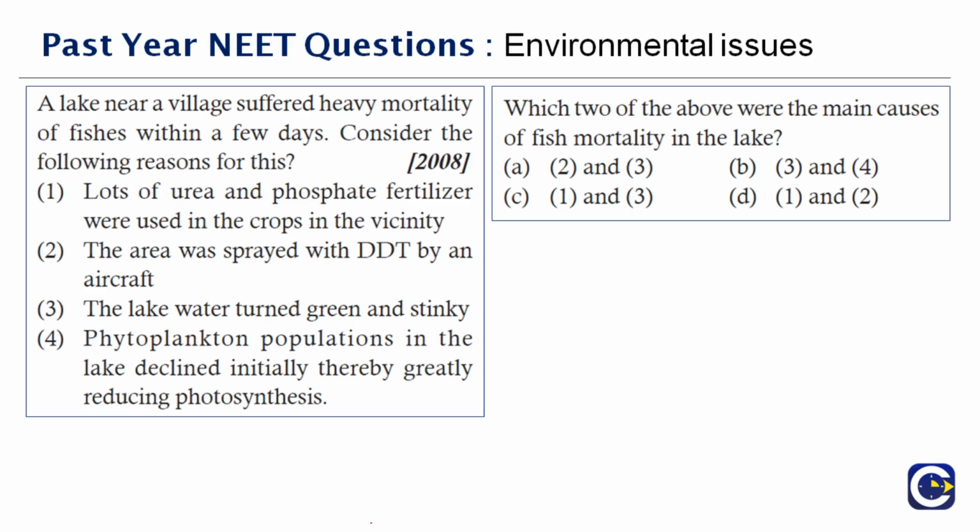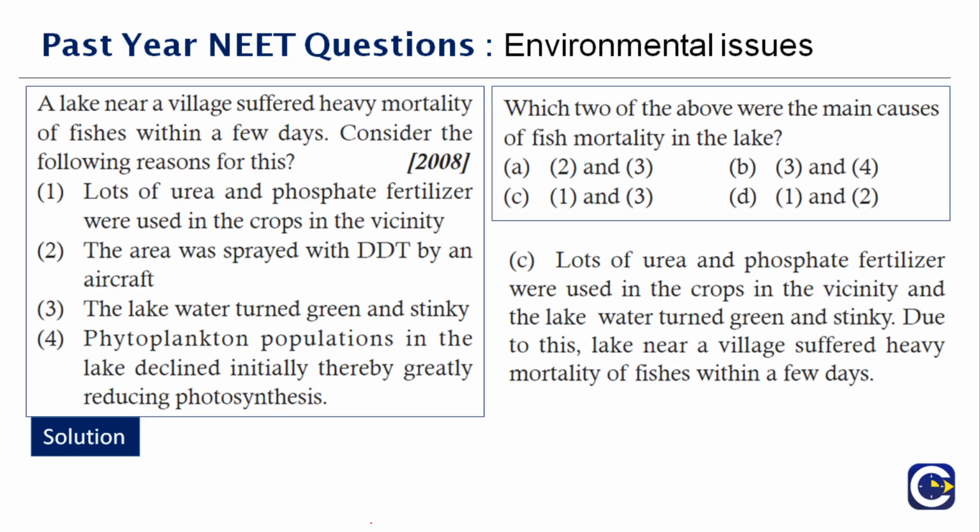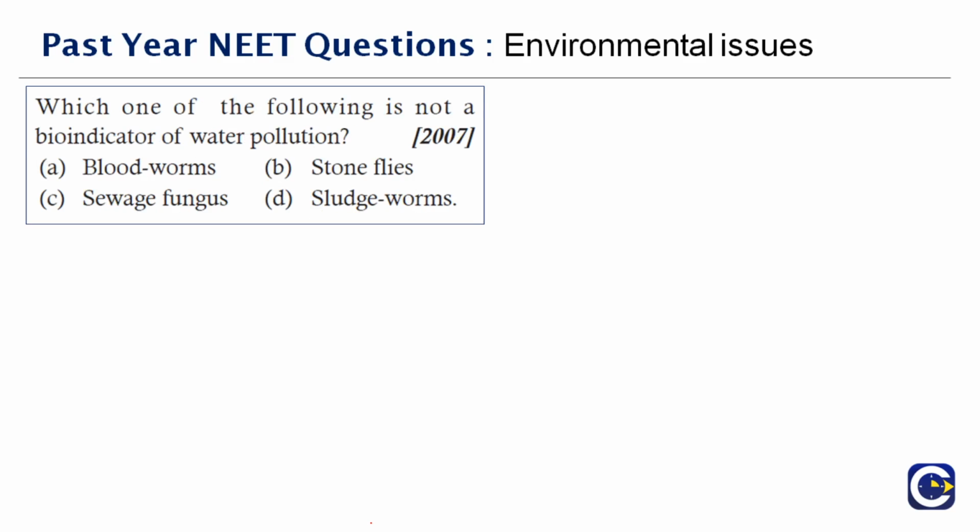The second one, the area is sprayed with DDT by an aircraft, no. The lake water turned green and stinky, that is also the right answer, because when you dump in too much of waste, what happens? The water becomes polluted, it becomes green and stinky, not at all worth to survive in it. Therefore the two right options for this question is 1 and 3, which is option C. That is the reason why the fishes suffered high mortality in that area, and that too within a few days.